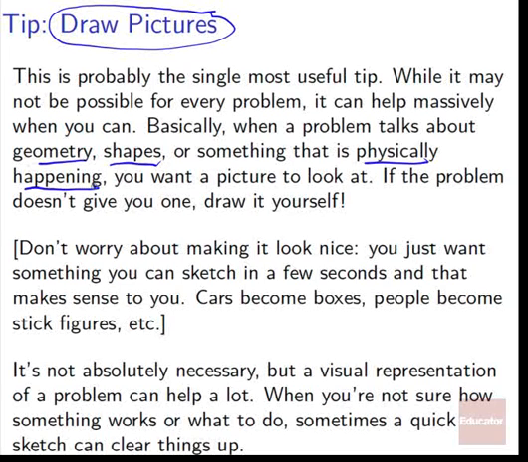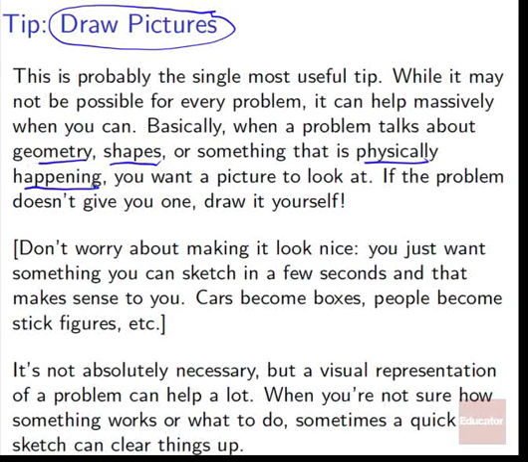If the problem doesn't give you a picture right off the bat, draw it yourself. Just draw a picture. And don't worry about making the picture look nice. You just want something that you can sketch in a few seconds and that makes sense to you. Cars can become boxes, people can become little stick figures, you can change things to dots and just straight lines. You don't have to draw like an entire road. If we're talking about a road, it's just enough to have a straight line, right? You just want something that you can use as a reference point so that you can see it in your mind's eye. It's not absolutely necessary to do this, but a visual representation of a problem can help so much.